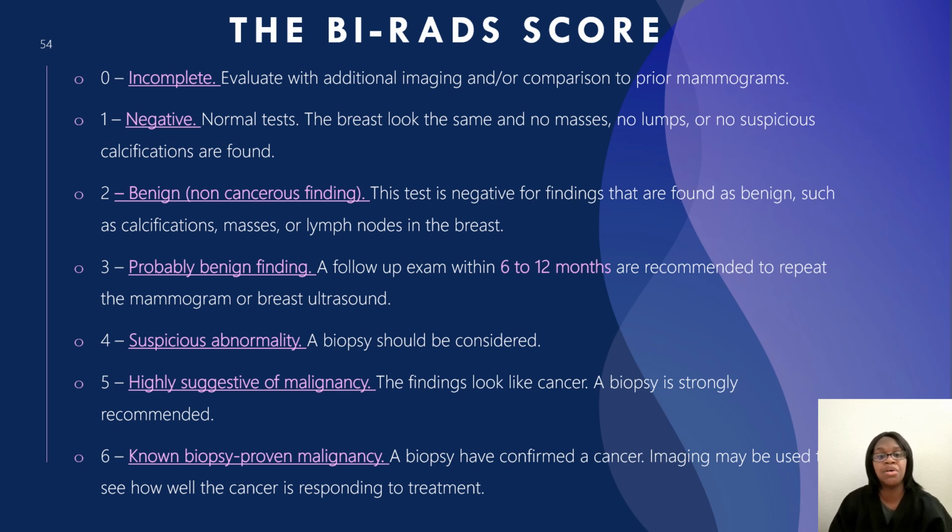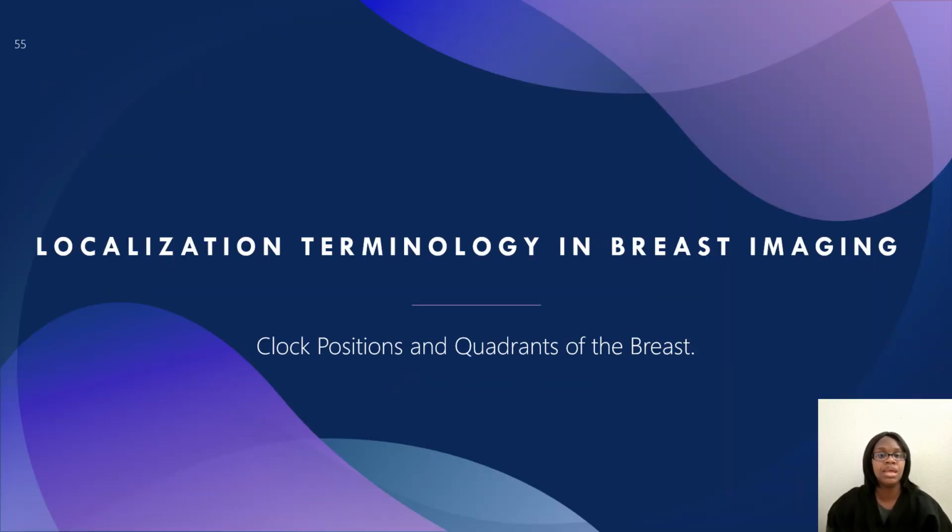You also have a known biopsy-proven malignancy, meaning that a biopsy confirmed a cancer. So at this point, the patient will be given a treatment plan and what type of next imaging they have to have done. Now we're going to talk about clock positions and quadrants because in a moment we'll be getting into the abnormalities.